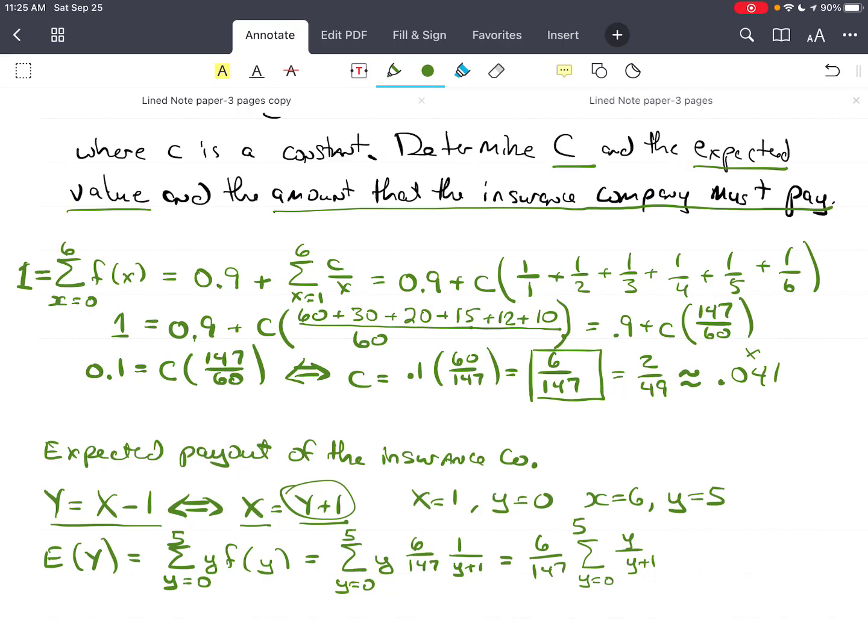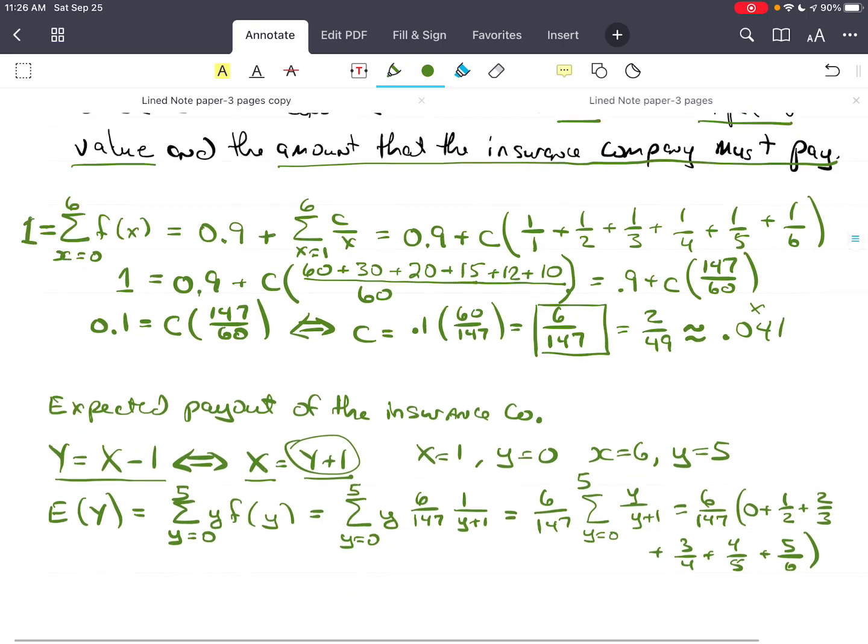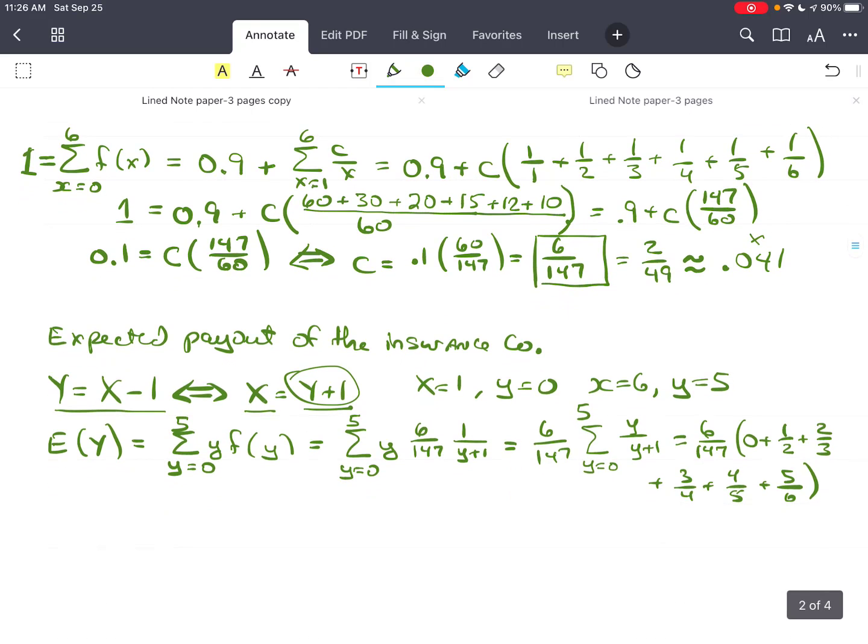And what happens when y is equal to 0? We get 0 over 1, which is 0. So this is going to be 6 over 147 times 0 plus, now for 1, it's going to be 1/2, and then 2/3, and then 3/4, and then 4/5, and then 5/6.